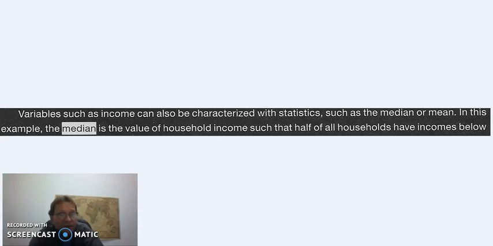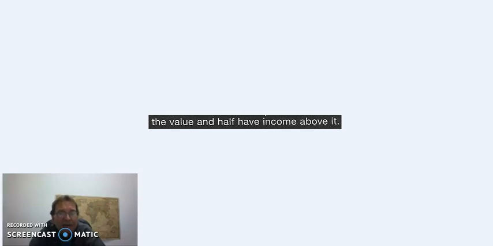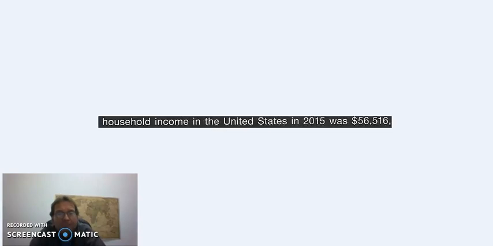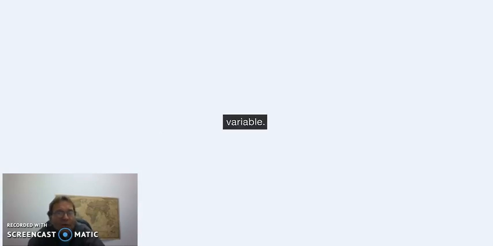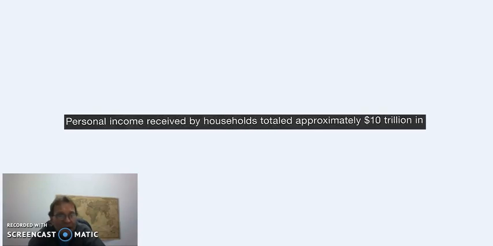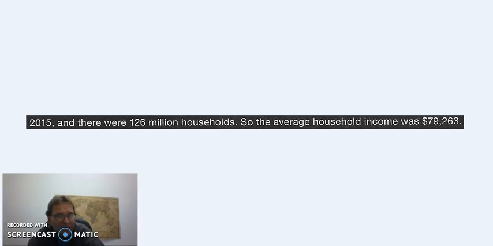Variables such as income can also be characterized with statistics such as the median or mean. In this example, the median is the value of all household incomes such that half of all households have incomes below the value and half have income above it. The median household income in the United States in 2015 was $56,516. The mean is the average value for the variable. Personal income received by households totaled approximately $10 trillion in 2015, and there were 126 million households, so the average household income was $79,263. Interesting.